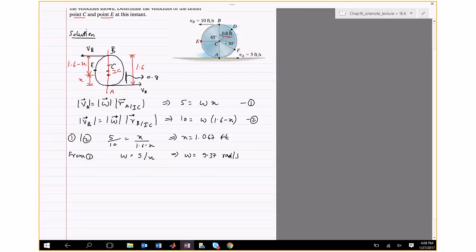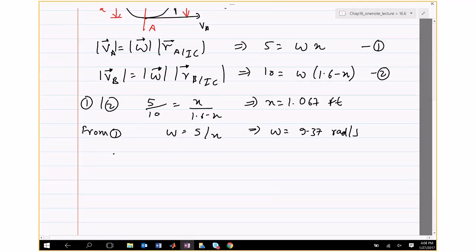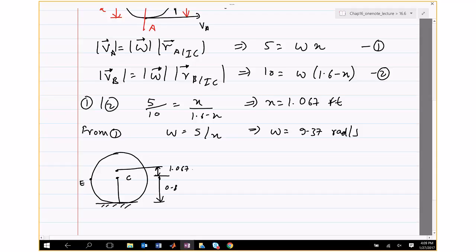So redrawing the figure, the IC is here, this is C, this is E, this is 0.8, so this distance has to be 1.067 minus 0.8, and that comes out to be 0.267. Okay, so I have that.